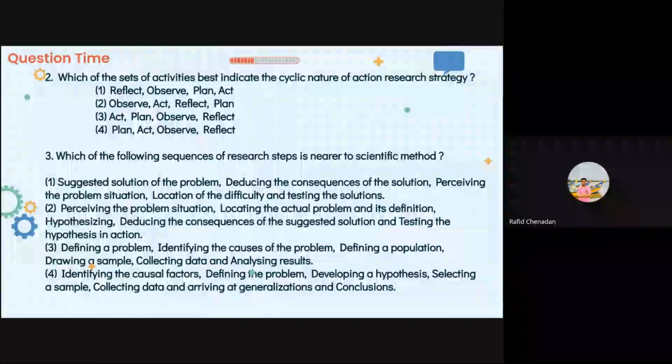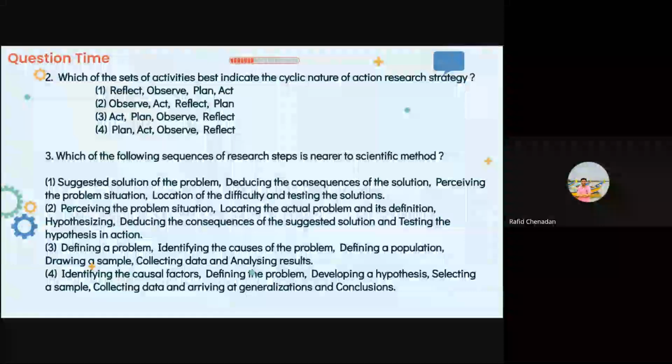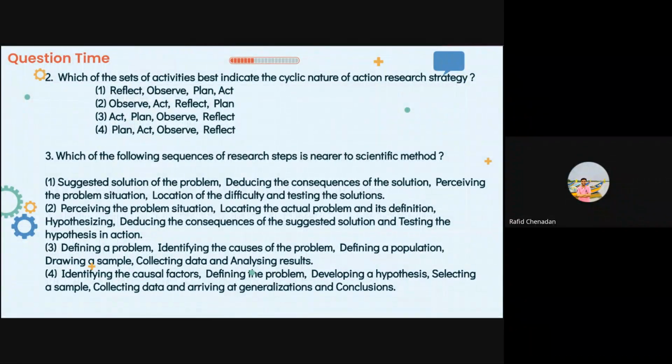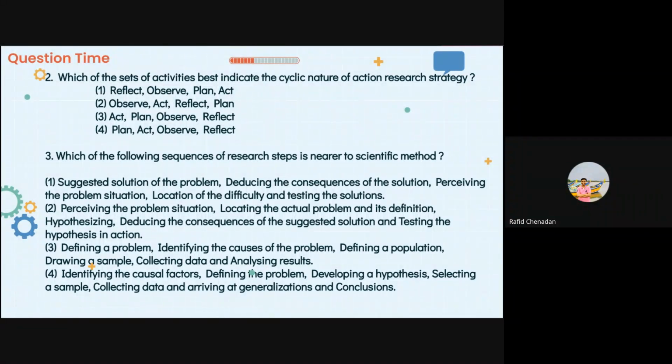Which of the following sequence of research steps is nearer to scientific method? So we have a scientific method, right? In research methodology also we talk about scientific method. Science has a specific method of conducting experiments and finding solutions. So just see which one is closer.